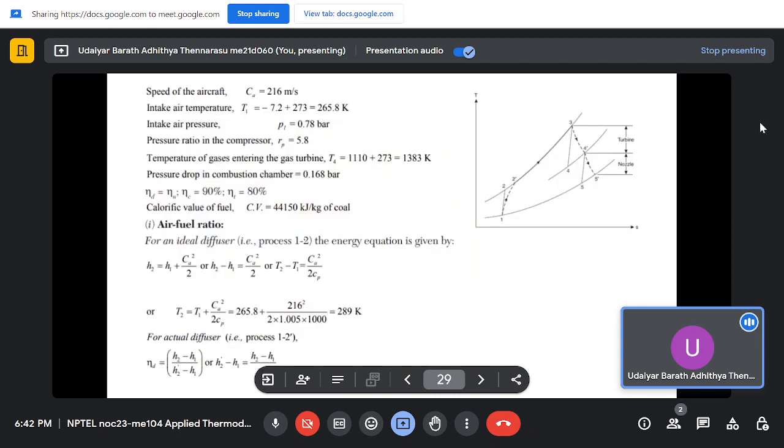Now see how to solve this problem. I'll change this plot here, there's a mistake made, so I'll change this plot. And so we know all the efficiencies and the values. So first we need to find out the air fuel ratio.